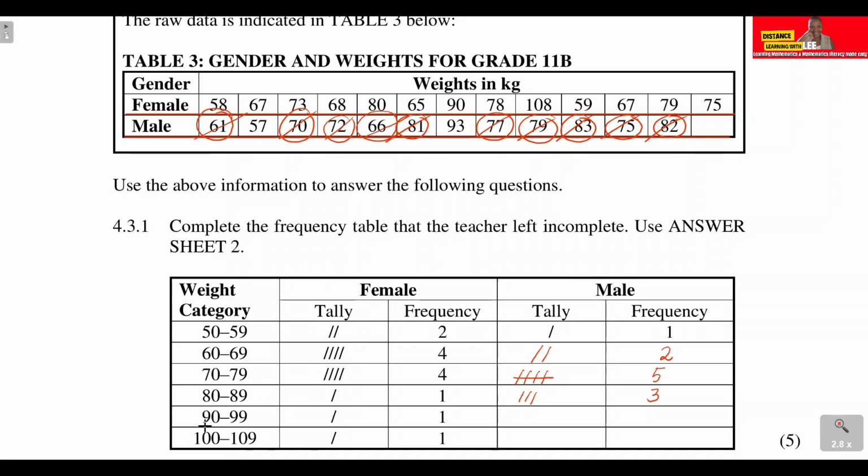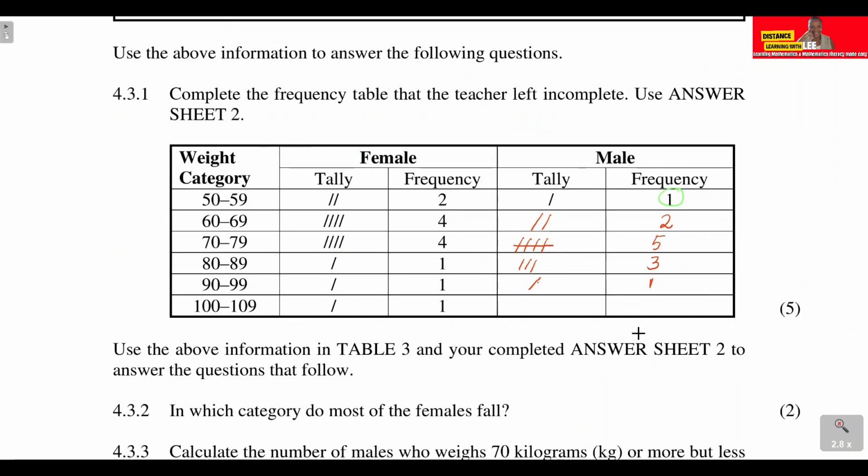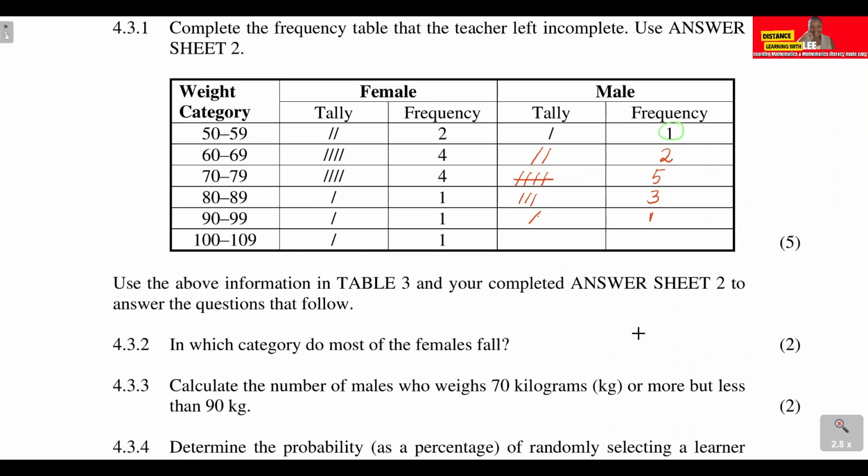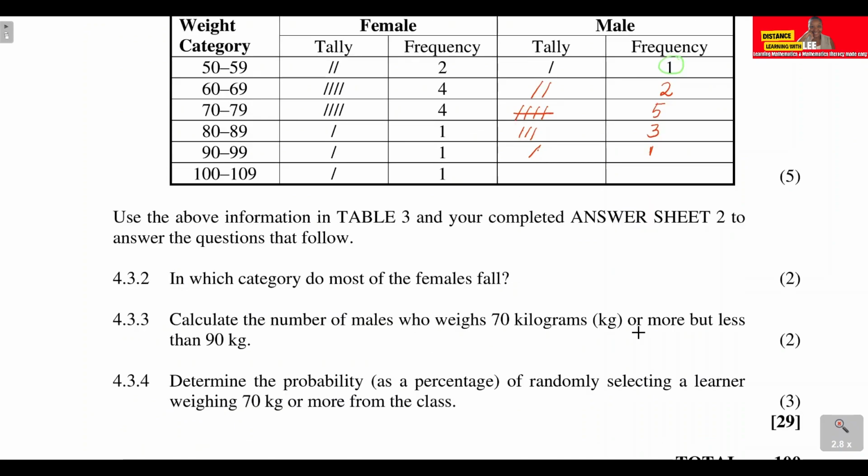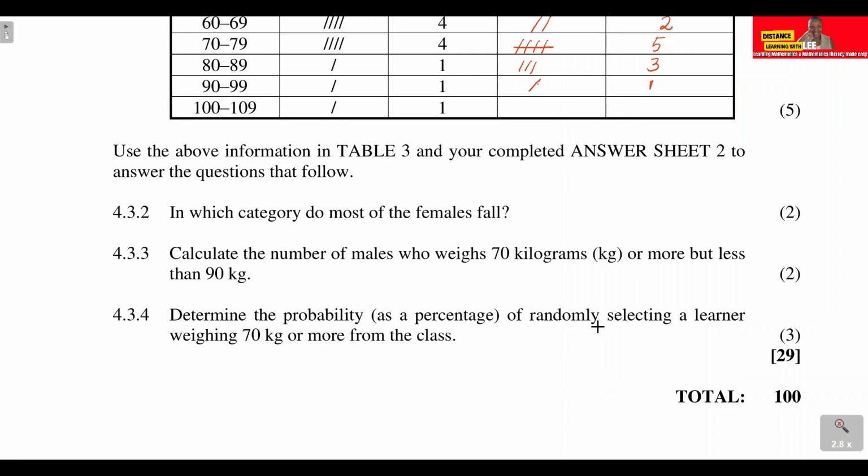Last one, between 90 to 99. It's just 1, so the frequency is 1. And for 100 to 109, there is no one in that range here. Then we just have this one left, but remember, this one was done for us. So the males that weighed between 50 to 59 is just 1, and they filled that out for us there. So that is how you are supposed to go about filling out your frequency, your tally table. All right, let's have a look at the next question.